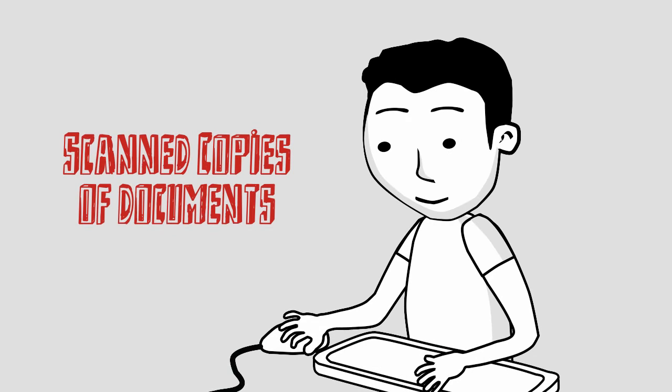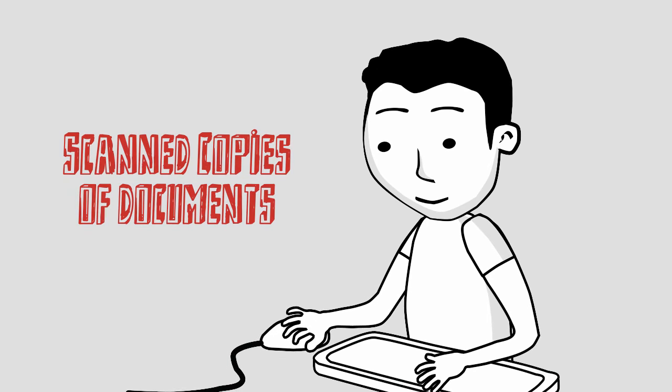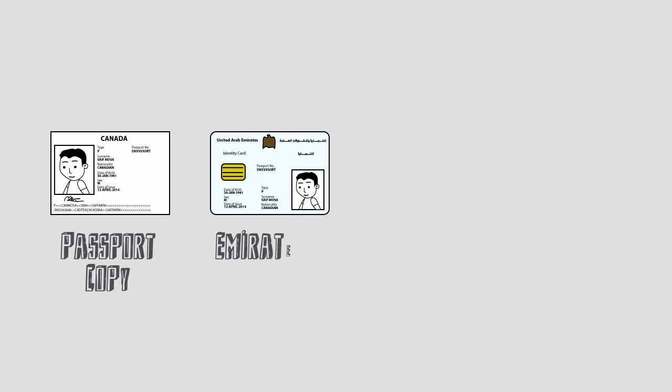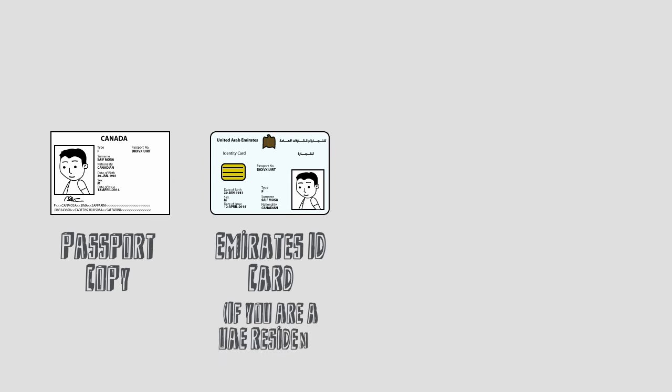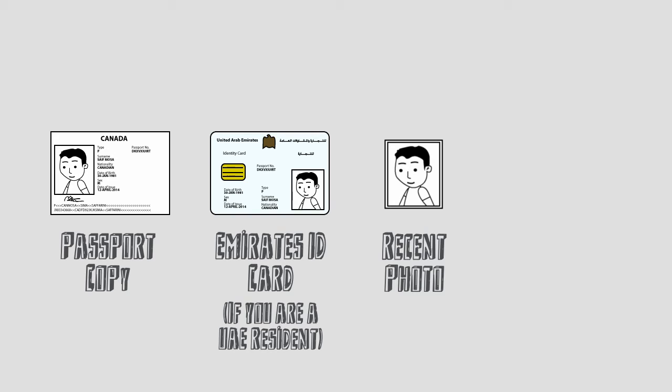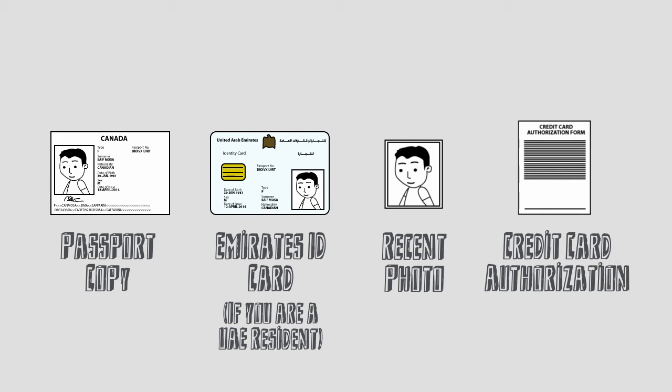Step 3. Time to prepare your documents. Make sure you have scanned copies of the following documents ready before you start the process. Your passport, your UAE ID card if you are a UAE resident, a recent passport size photo, a completed credit card authorization form for the non-refundable application fee of 400 dirhams.